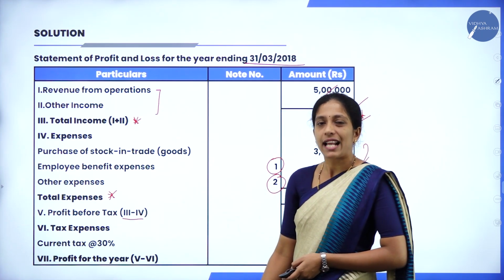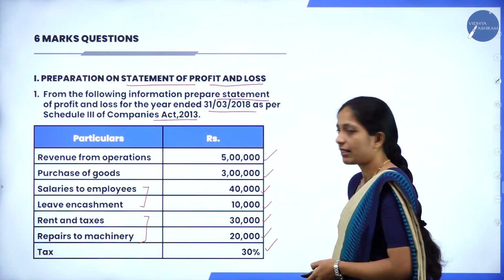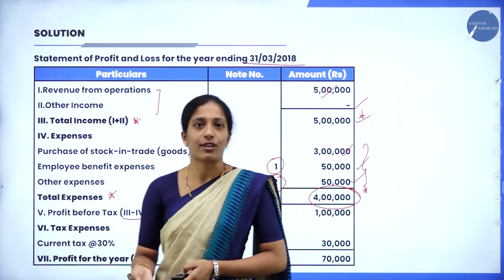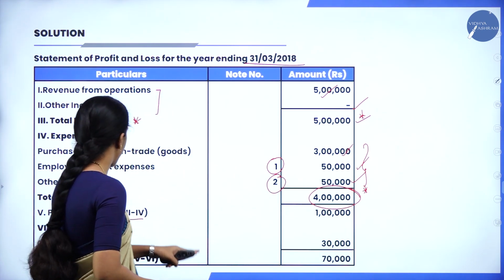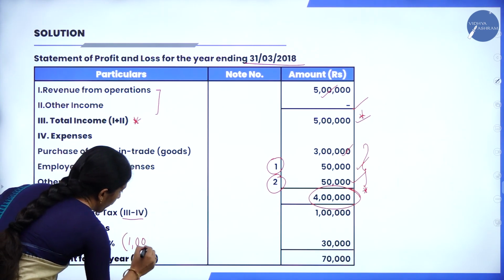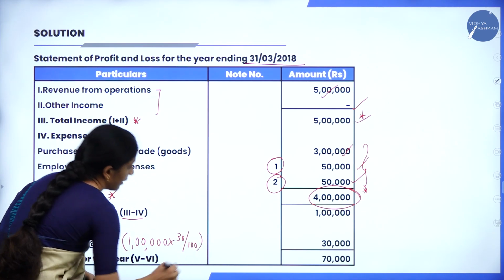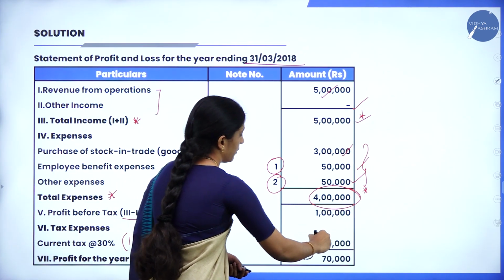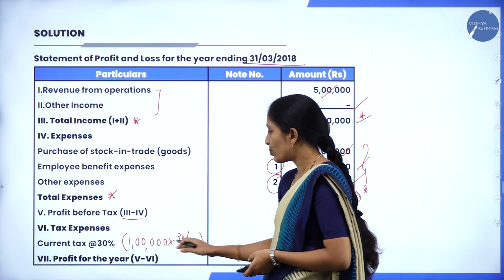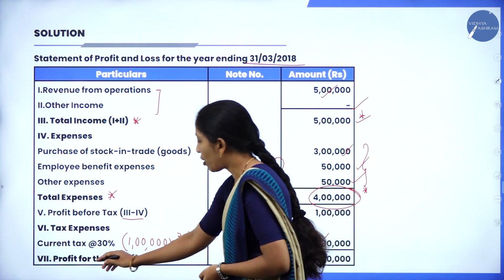Next, 6 is tax expenses. If you see the problem, they have given tax rate at 30%. So how do you calculate tax on profit before tax? So how much was profit before tax? That is 1 lakh into 30%, 30 divided by 100. So that is 30,000. Okay, so you are going to calculate tax on profit before tax, 1 lakh into 30%, you will get 30,000.